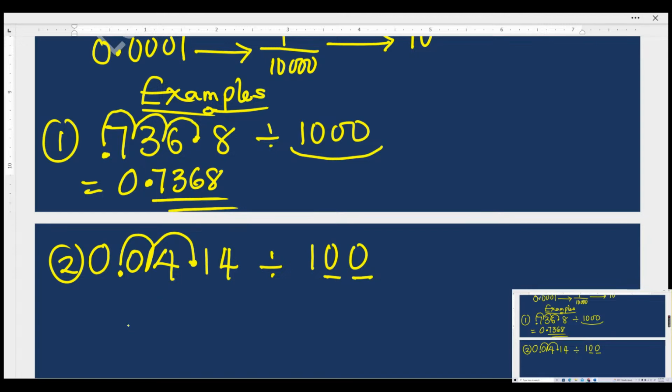So 4.14 divided by 100 is equal to 0.0414.